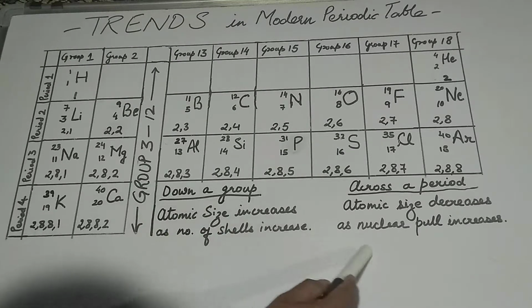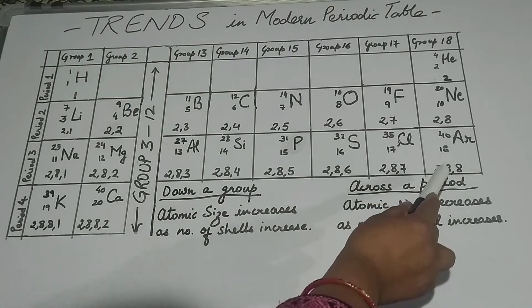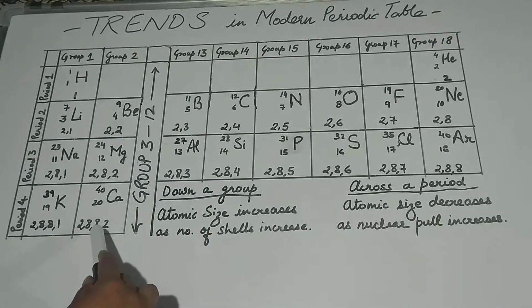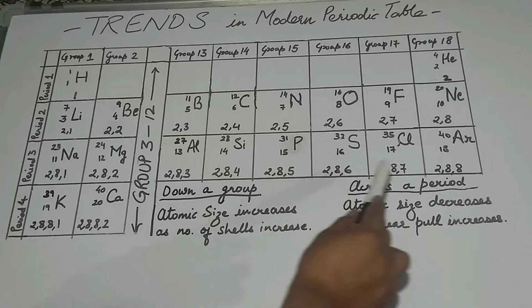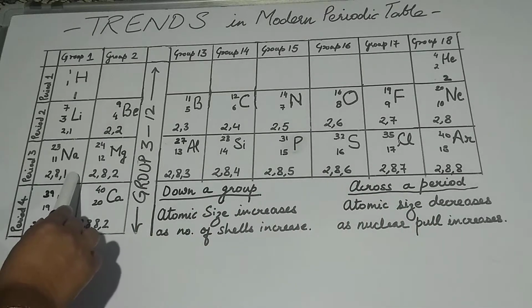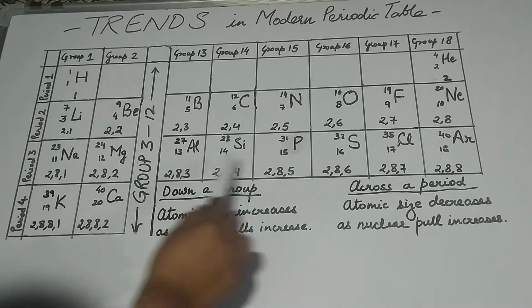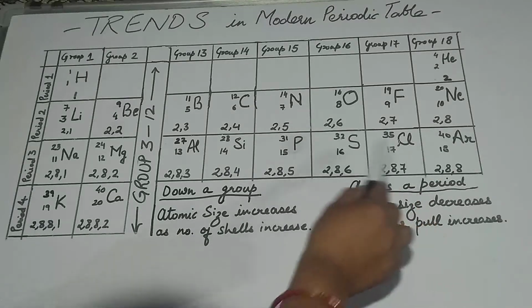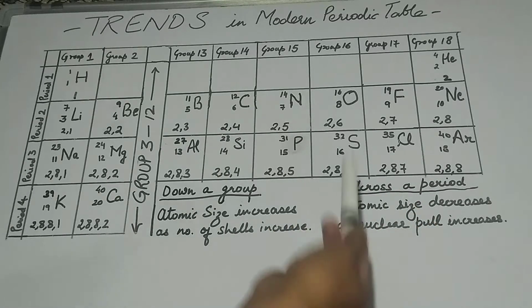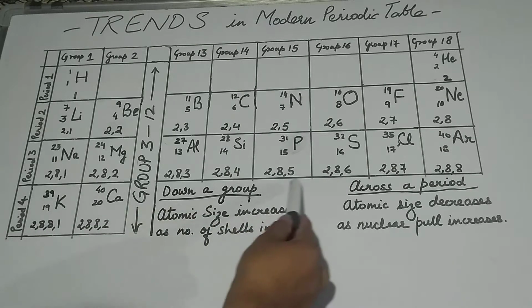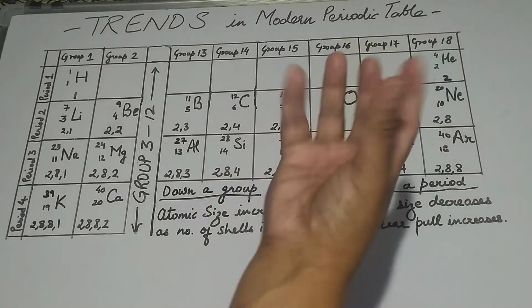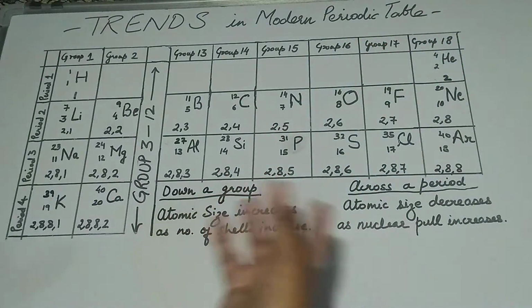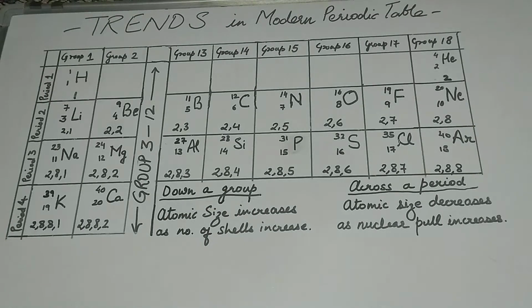And because the nuclear pull is going to increase moving left to right, the size of the atom is going to decrease. The nuclear pull will be increasing because the number of protons are increasing. Here the number of protons are 11, here 12, here 13, and if you move across, here the number of electrons are 18. And before this I have told you, if the number of protons increase, the nuclear pull will also increase. If the nuclear pull increases, the last orbit will be pulled closer towards the nucleus and the size of the atom is going to decrease.